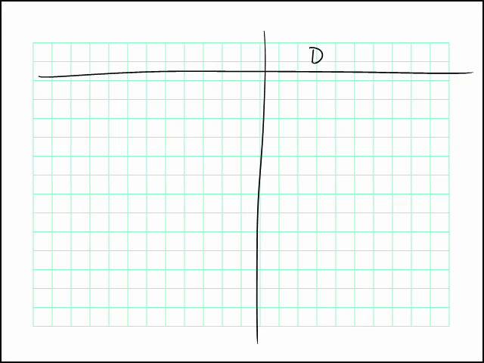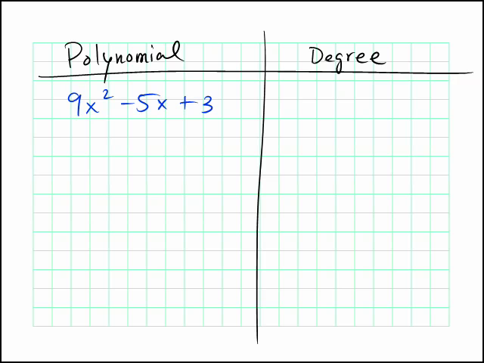How to find the degree of a polynomial? Let's take, for example, the polynomial 9x squared minus 5x plus 3. Now this is a polynomial in only one variable. All we have is an x. And so the degree of the polynomial is the highest power for all the terms. And the highest power here is a 2. And so this polynomial is considered degree 2.